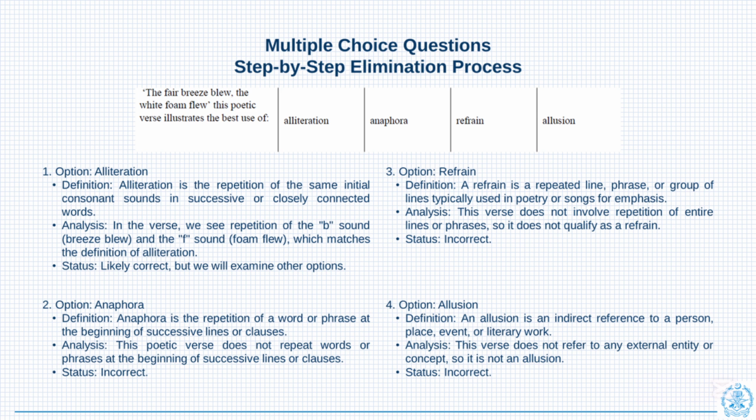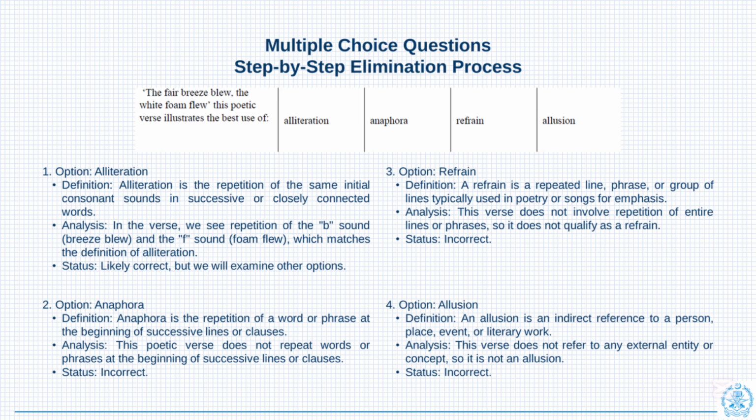Facing multiple choice questions can be intimidating, specifically when options seem similar. However, using a systematic elimination process simplifies the task, helps you focus on the most logical choice, and saves time during the examination. Read the question and options carefully. For example, in the given verse, the fair breeze blew, the winter foam flew. We are asked to identify the poetic device it illustrates. The options are alliteration, anaphora, refrain, and allusion.